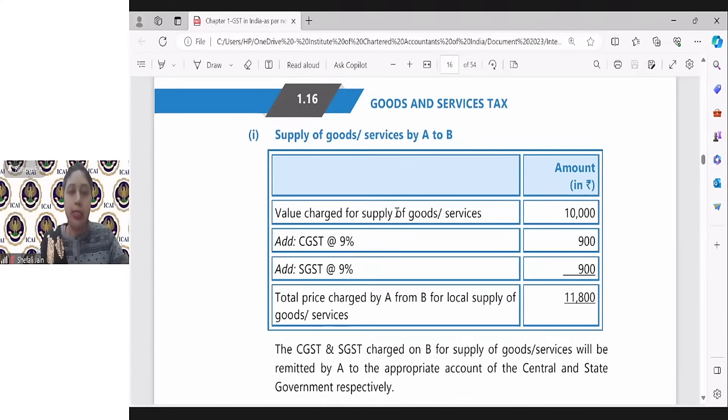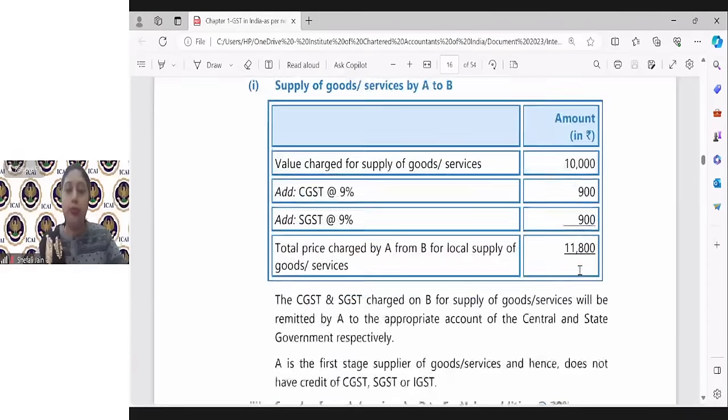Now, CGST will be 9% on this 10,000 rupees. Similarly, SGST of 9% will be charged on this 10,000 rupees. So, total tax will become 900 CGST and 900 SGST. And the price that will be charged by A to B will include this tax. So, 10,000 plus 900 plus 900 becomes 11,800.